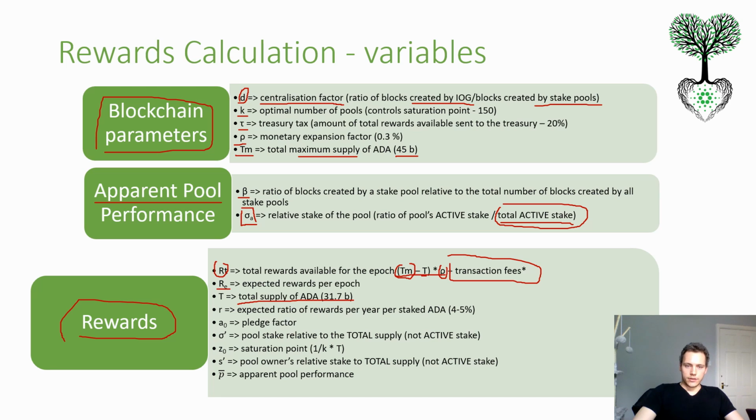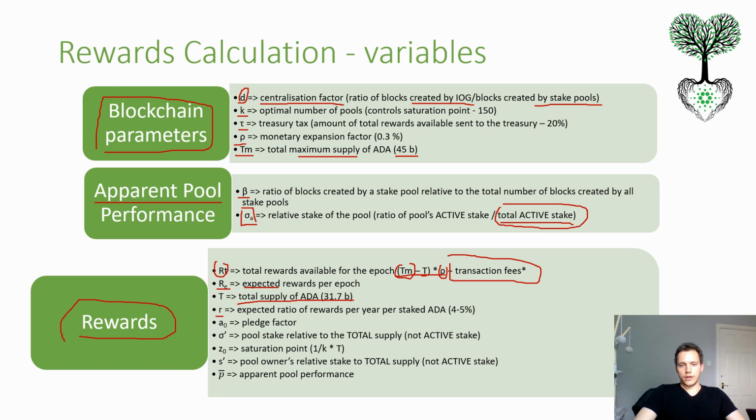Then RE is the expected rewards per epoch. I put expected here because it assumes that all the blocks are produced, which is not always the case. We don't have 100% performance, so it's actually a little bit less than this. I should have really put optimal instead of expected. But this will be our rewards per epoch.